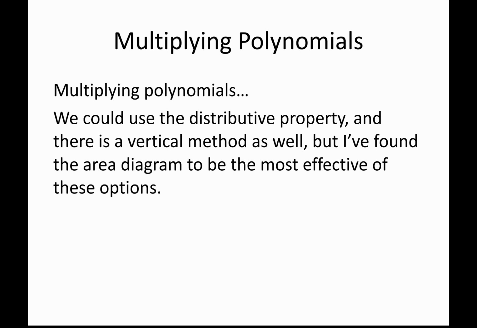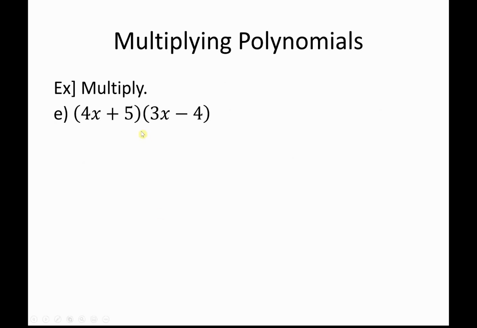And in fact, my very first example here is example E, as you see in this video here. It is two binomials being multiplied together. So certainly you could use FOIL, which stands for firsts, outers, inners, and lasts.